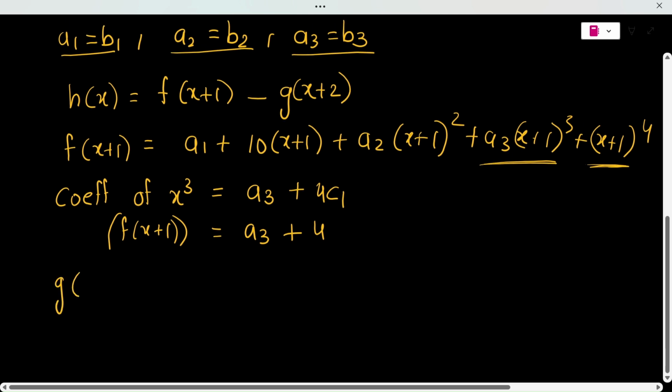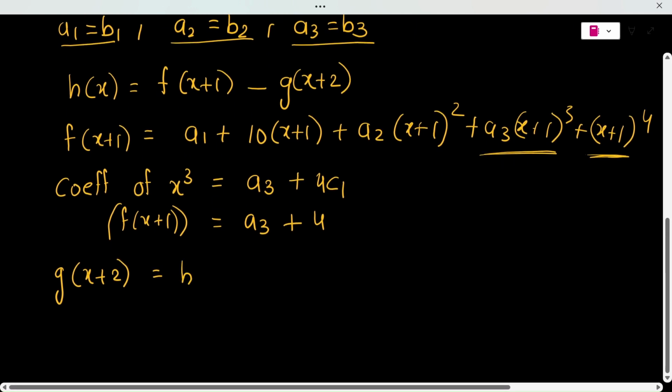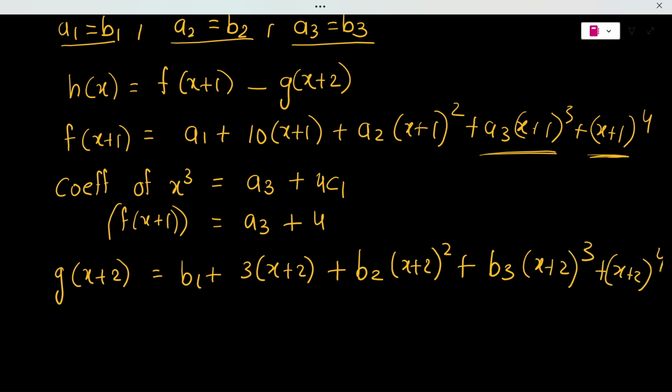So g of x plus 2 is simply b1 plus 3 into (x plus 2) plus b2 into (x plus 2) whole square plus b3 into (x plus 2) whole cube plus (x plus 2) whole to the power 4.